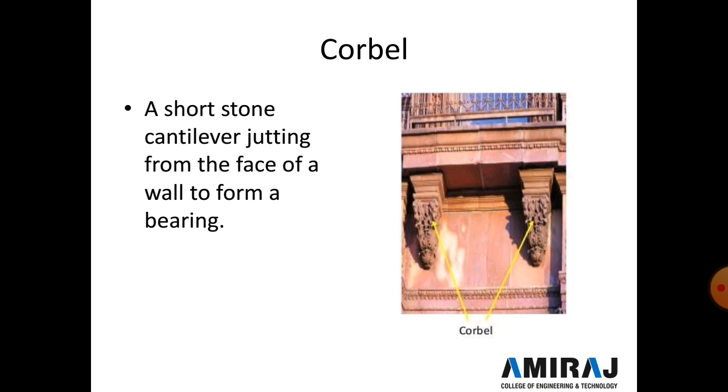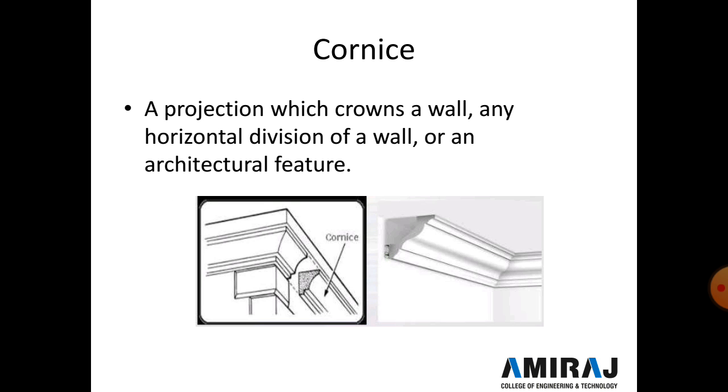Now next is a corbel. A corbel is a short stone cantilever projecting from the face of a wall to form a bearing. A corbel is generally seen in a temple. In a temple you see corbels used to support the cantilever area. Next is a cornice, a projection which crowns a wall.